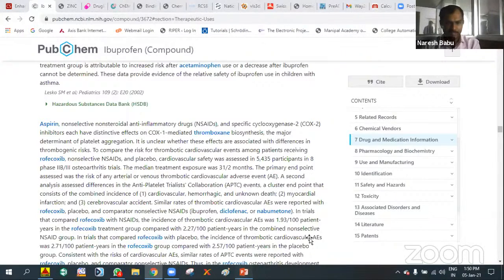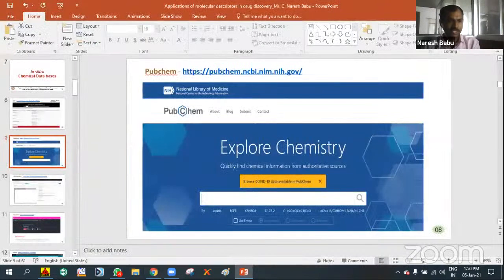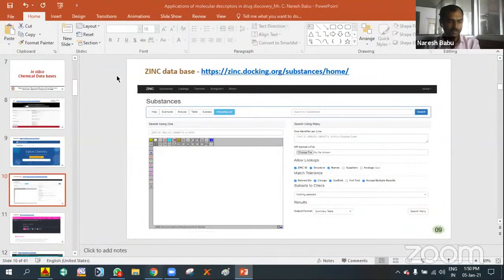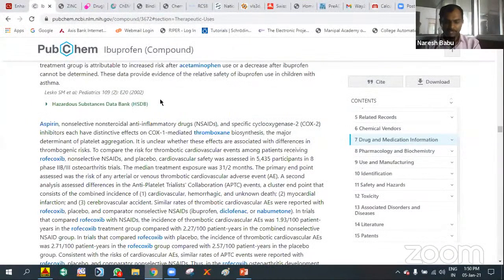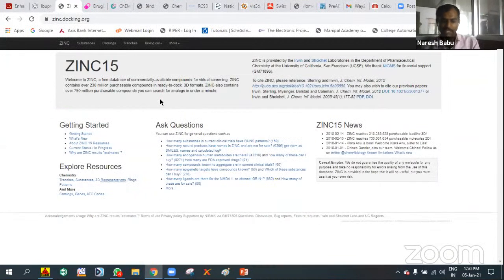And another database is the ZINC database. This is also widely used. That is ZINC15. It is a free database of commercially available compounds for virtual screening. This ZINC contains nearly over 230 million purchasable compounds. Here we can see that 230 million purchasable compounds are ready to dock in 3D formats. And ZINC also contains over 750 million purchasable compounds. You can search for analogs in under a minute. It gives information like availability and stock in different vendors also.